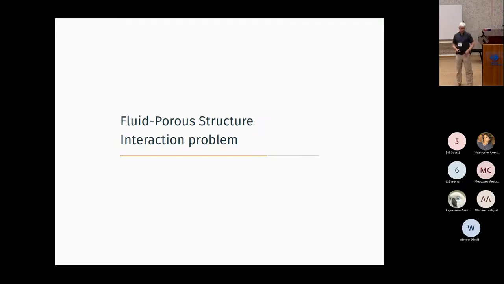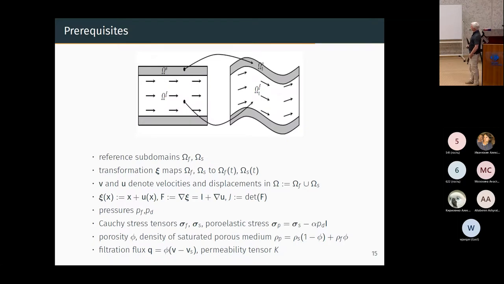I will briefly go to the third problem. This is our latest result. This is the fluid porous structure interaction problem. So the same setting, the same prerequisites, but we assume now that the wall may be permeable. It has porosity, and it has a permeability tensor K. So, of course, it is flexible, but it can take and allow fluid to move through it.